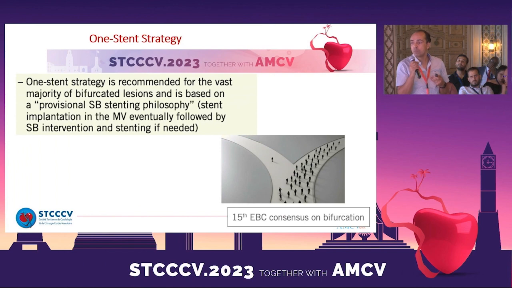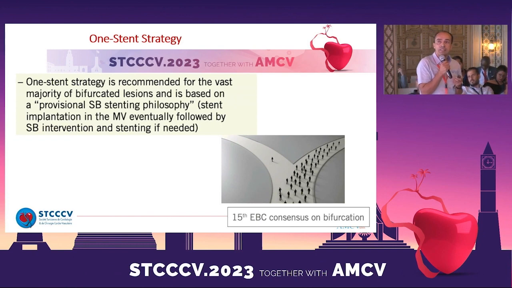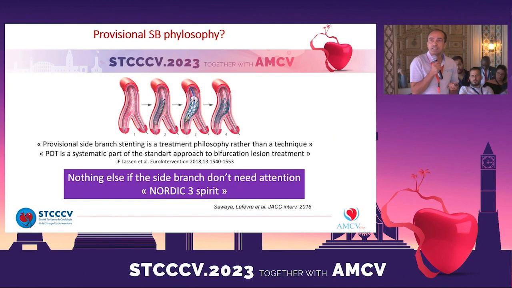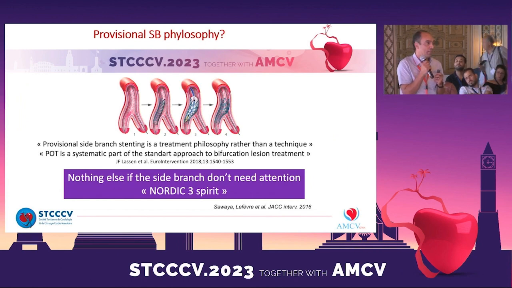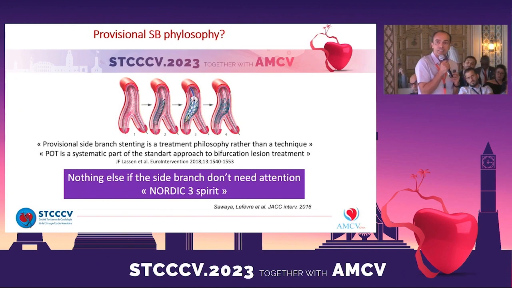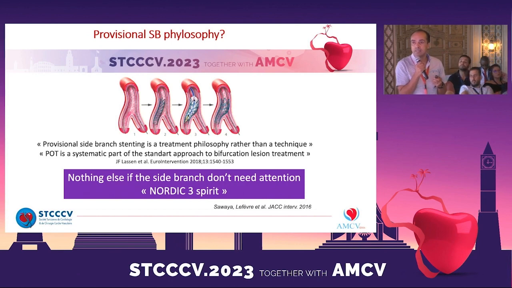And if we look at the consensus of the European Bifurcation Club, a one stent strategy is recommended for the vast majority of bifurcation lesions and is based on a provisional side branch stenting philosophy. What does this philosophy mean? In fact, provisional side branch stenting is a treatment philosophy rather than a technique, and POT is a systematic part of the standard approach to bifurcation lesion treatment, and nothing else if the side branch doesn't need attention. This is the Nordic 3 spirit.